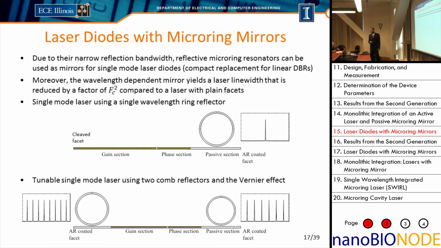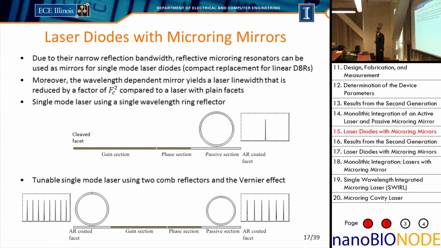The advantage of this microring reflector is that it has a very narrow reflection bandwidth. This narrow reflection bandwidth means that the device will lase at a very specific wavelength. And this specific wavelength allows us to use this reflective microring resonator as the mirror for a single mode laser device. So we're trying to make a compact replacement for the linear distributed Bragg reflectors that you'd find in conventional semiconductor diode lasers. There's another advantage of using passive mirrors.